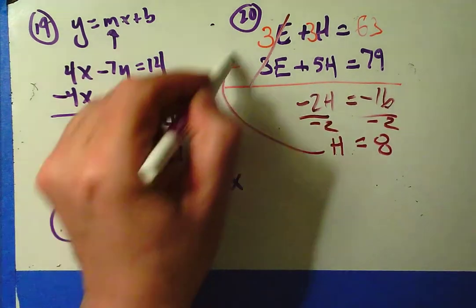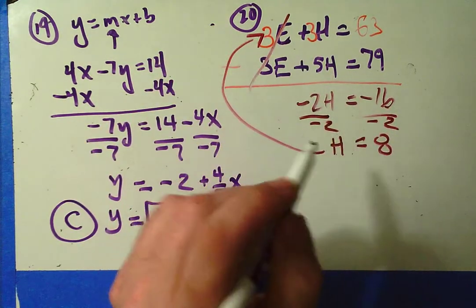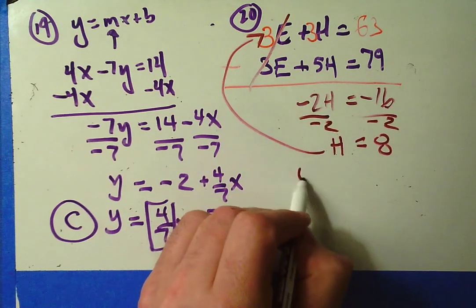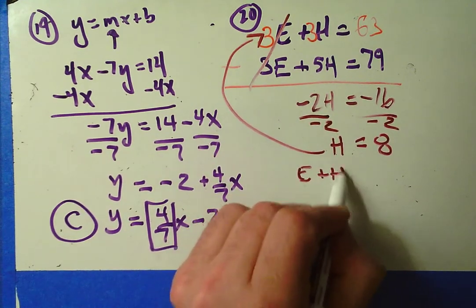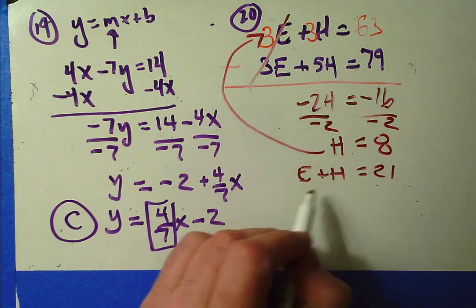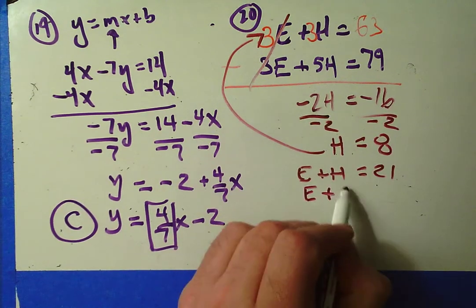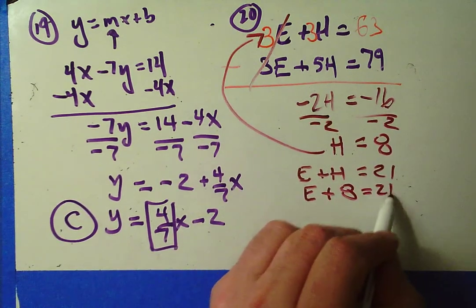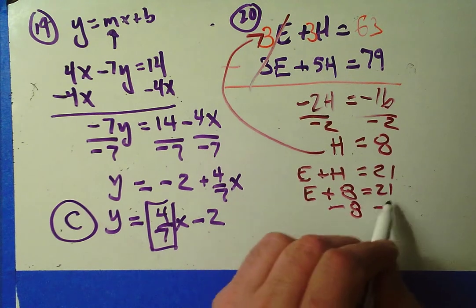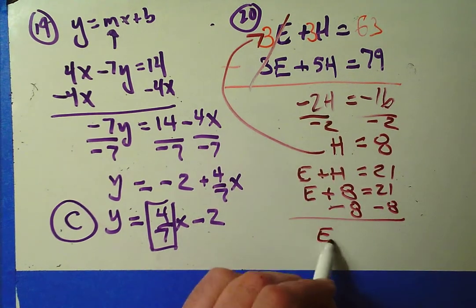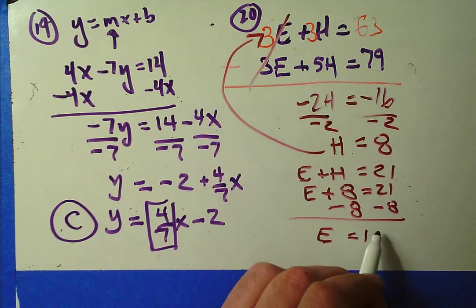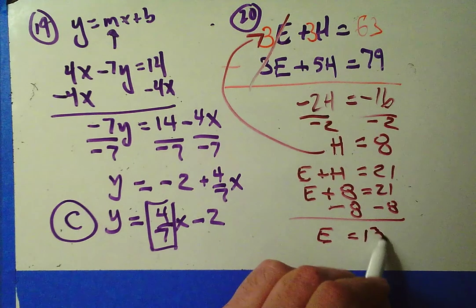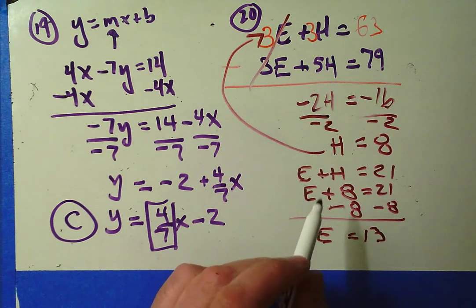And we know from our first equation that the total number of questions was 21. Easy questions plus hard questions equals 21. So easy plus 8 equals 21. And when we subtract 8 from both sides, we get that the number of easy questions is 13. The number of easy questions is 13.